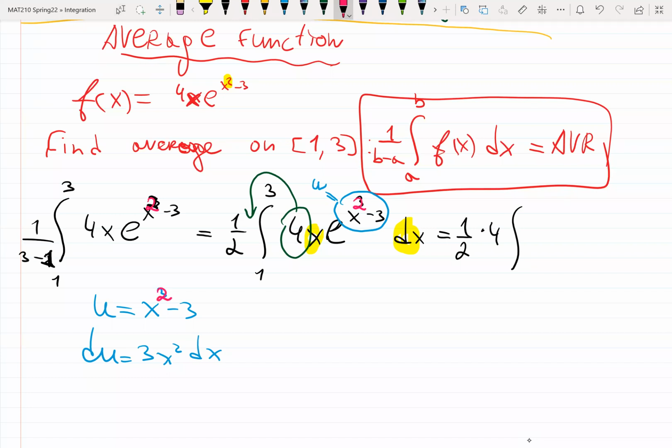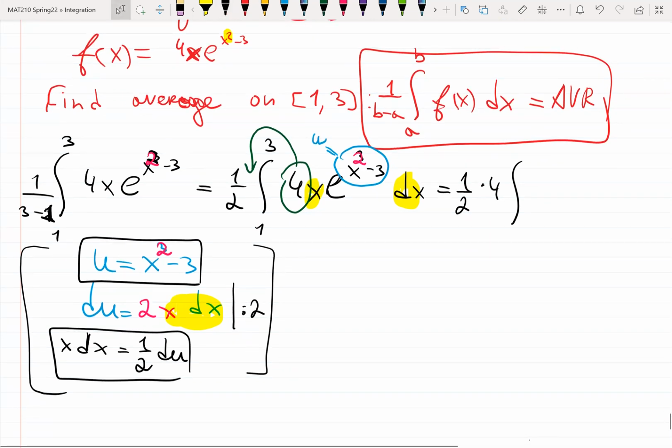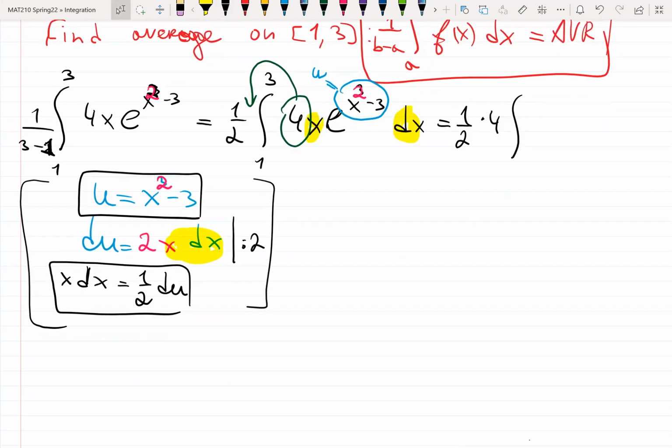u is x squared minus 3. du is 2x dx. You need x dx. So let's find x dx. Divide your du by 2. So now I will have x dx being 1/2 du. Plug equation number 1 and equation number 3 into the integral. You also should change the limits of integration, or don't. Many of you don't do it, so let's not do it. But then don't write limits of integration. Don't write any. It's not correct to write wrong ones.